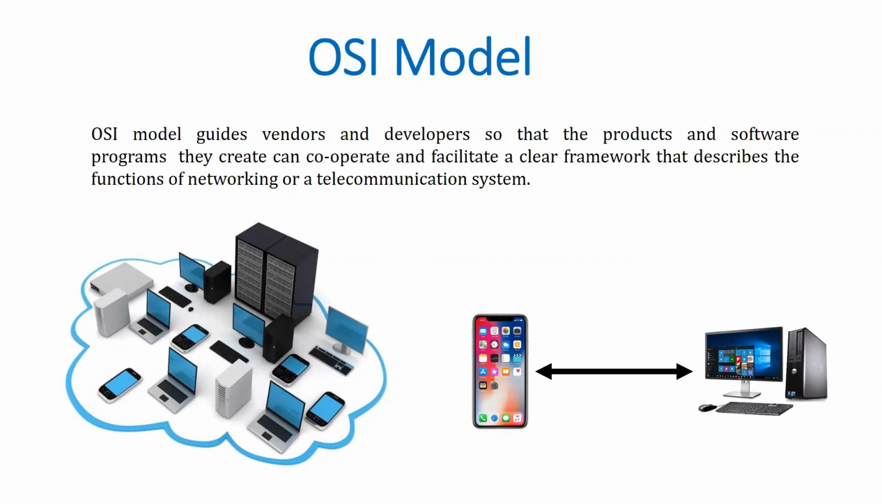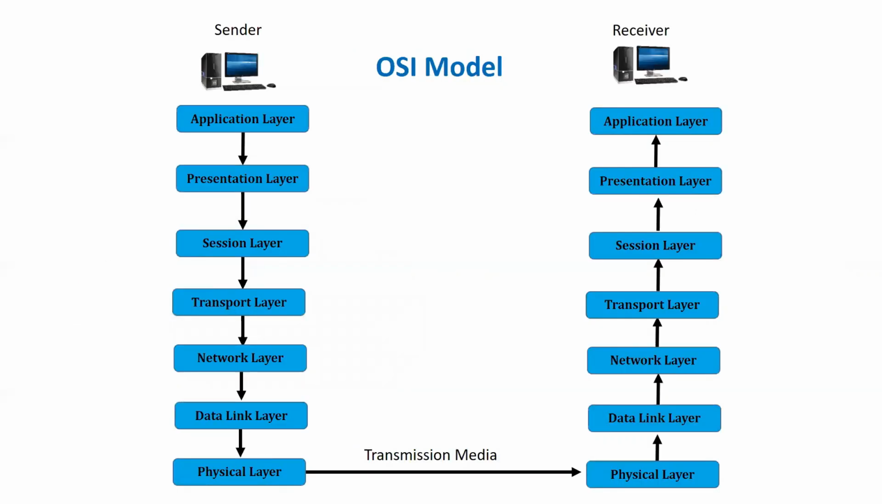So the main purpose of the OSI model is to guide vendors and developers so that the products and software they create can cooperate, and it provides a clear architecture of a telecommunication system. In the OSI model, the entire task is divided into 7 layers. Each layer is responsible for specific operations. A device can work as a sender and also a receiver.